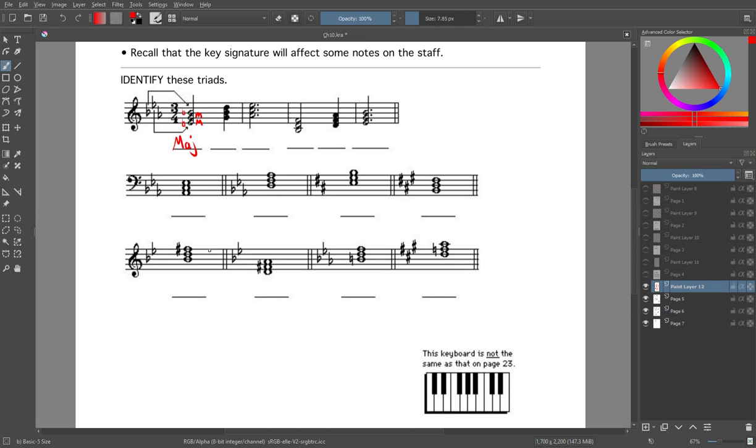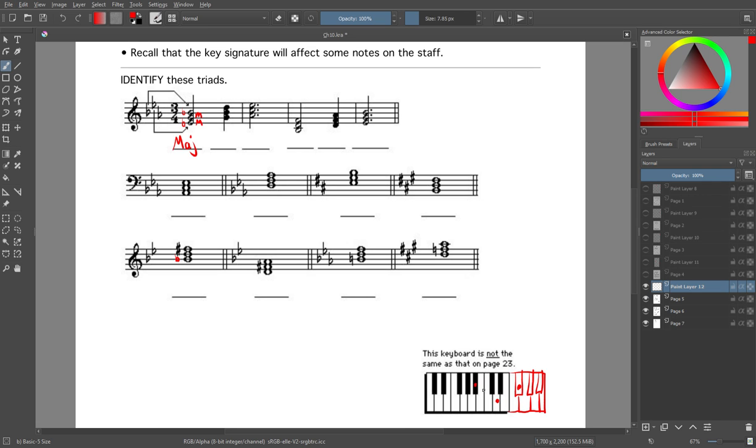I'm going to do one that has some extra things in here. So we have this one here. This one's kind of weird. So we got this key signature. We have a B flat and an E flat. Here's our B flat. So for this one, we have B flat, D. I'm going to go ahead and extend this a little bit. There we go. And F sharp.